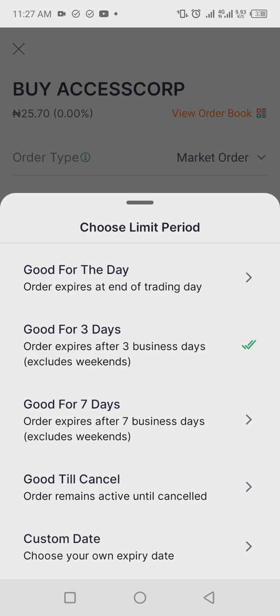All right, good for 3 days. After 3 working days, all right, good till cancel. They will just keep it there and they will not initiate the buy until you come and cancel it. Is that okay?